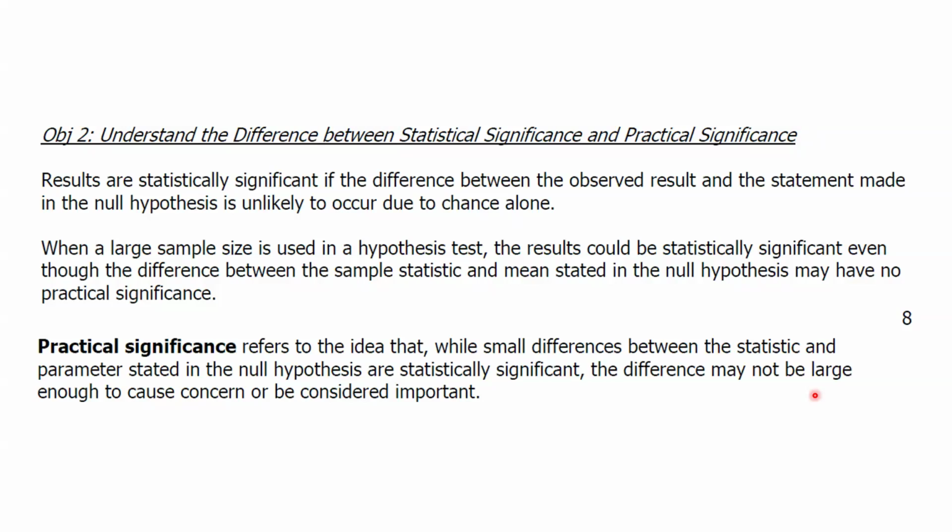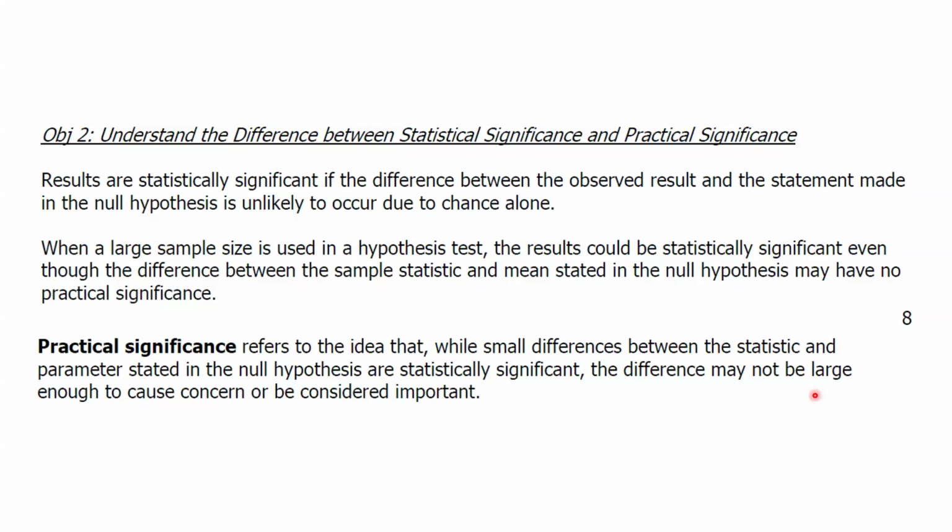Think of it this way. If you flip a coin 100 times and get 75 heads, that's statistically significant. It's very unlikely to happen by chance with a fair coin. So you'd have evidence that the coin is biased.